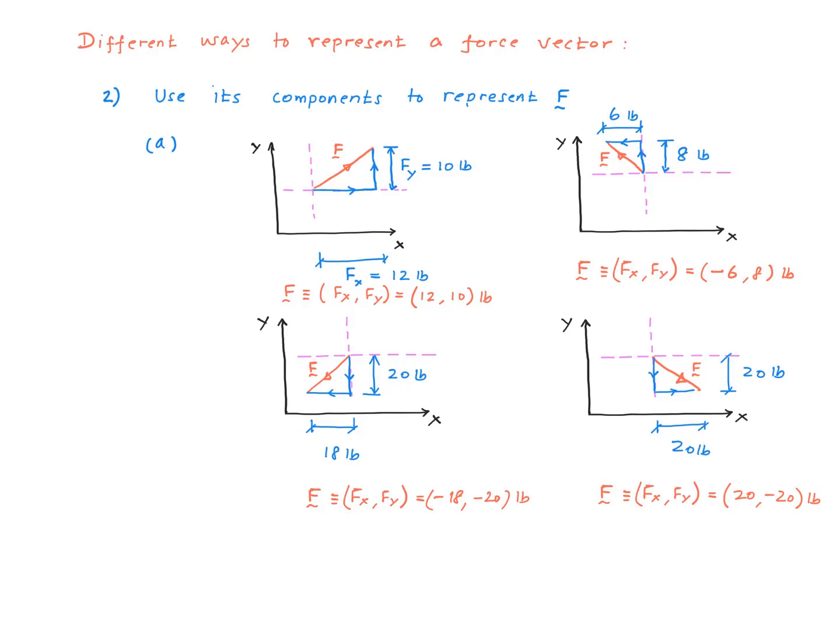And here we have a negative x and a negative y, because you can see this arrow goes in the negative x direction, right to left, and this arrow goes in the negative y direction, top to bottom. And in this fourth case, we have a positive x but negative y. So this serves to communicate in a unique manner. For example, if you tell me I have a vector F which has components 20 and minus 20 pounds, I will know exactly what you're talking about.